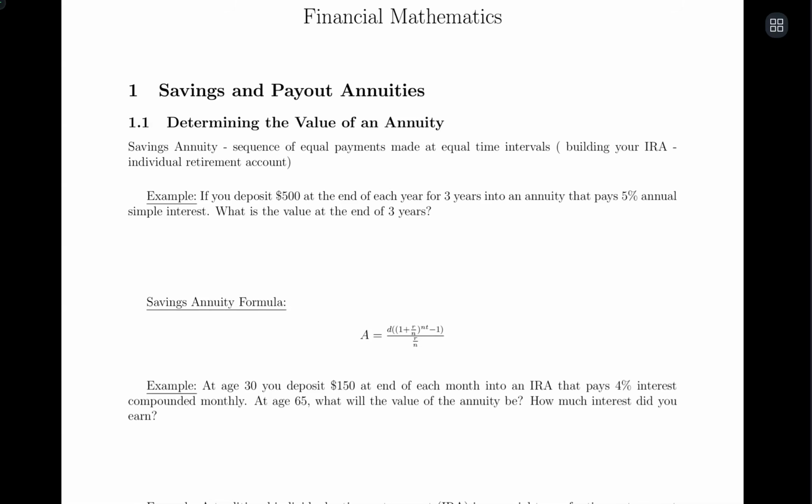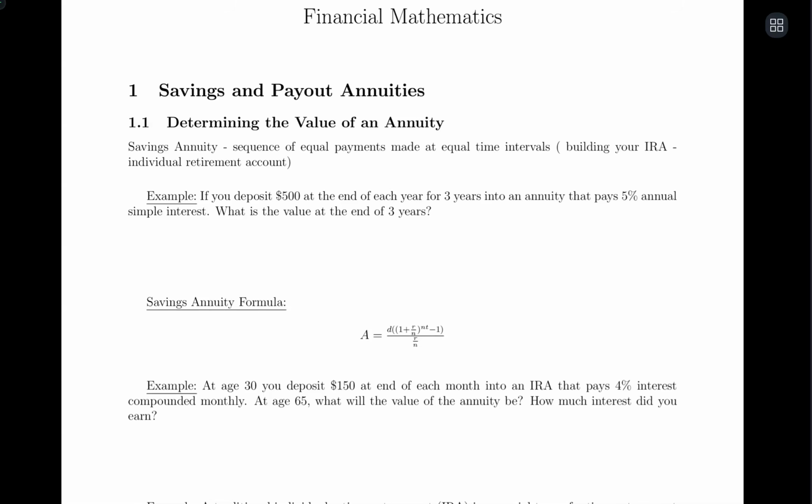What we're going to be seeing in this section is we're going to go to our account more often, either depositing money in it or withdrawing money from it. So the first part of this, we're looking at savings annuities. Savings would be an account that's building up something. So this is an account that's growing. What makes it an annuity is that we're making equal payments over equal time intervals, like monthly deposits or daily deposits. The idea is that we're putting in money more often.